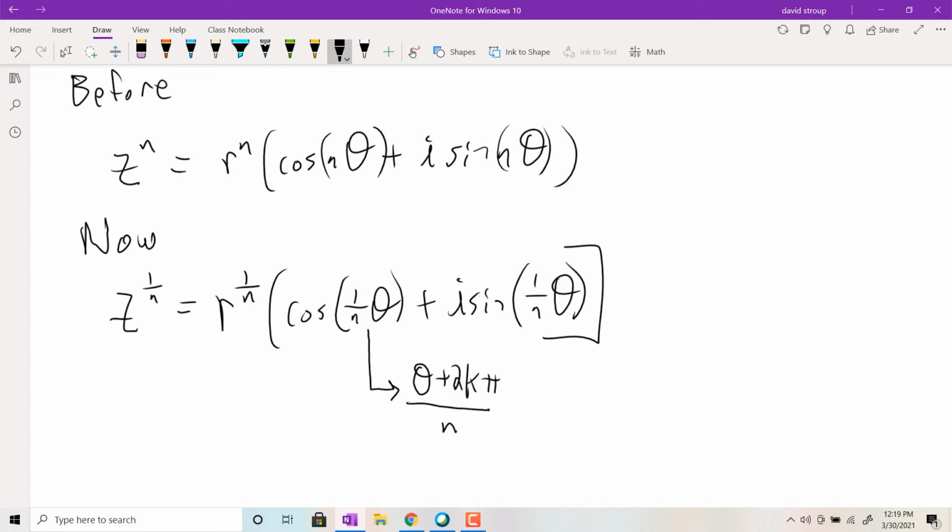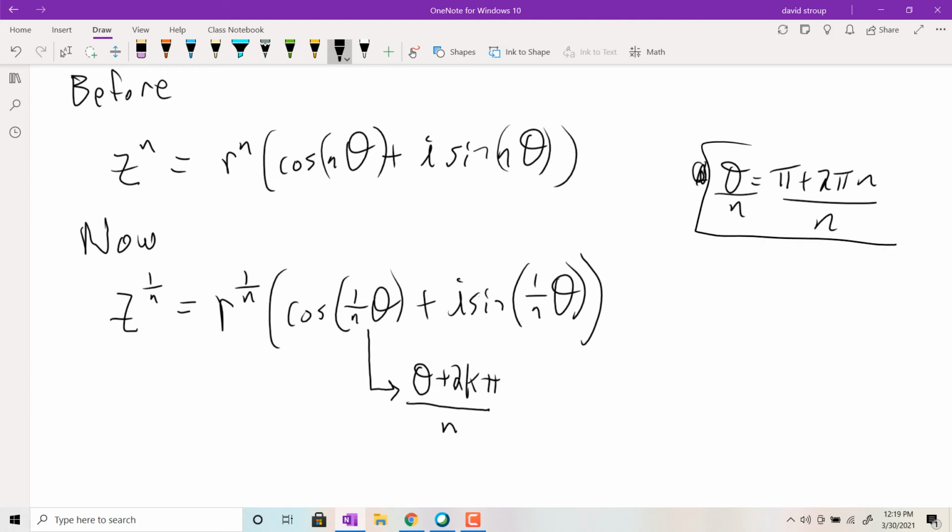It's kind of like when you're solving for multiple angles, and you'll have theta equals some angle, pi plus 2 pi n. And if you multiply both sides by 1 over n, you'll get this kind of formula. So that's how I stomach it, how I think of it in my head.